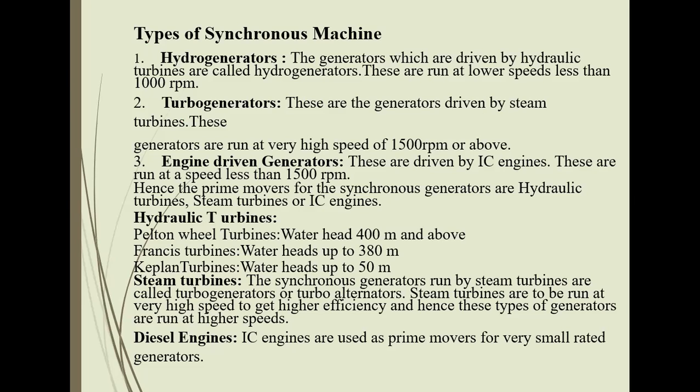Hydraulic turbines have three different types: Pelton, Francis, and Kaplan. Steam turbines run turbo generators, otherwise called turbo alternators, which run at very high speed to get higher efficiency. Hence these types of generators are run at higher speeds. Steam turbines are the most used in generating stations. Diesel engines are used as prime movers for very small rated generators for industrial application.